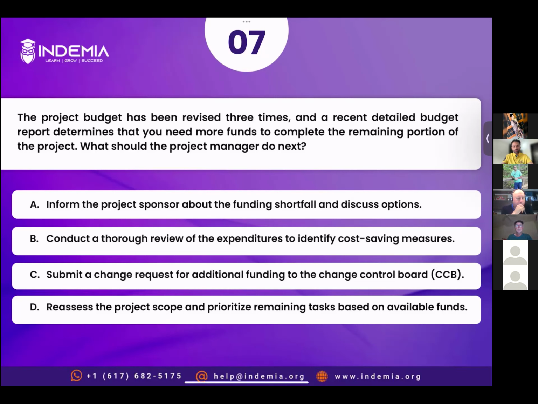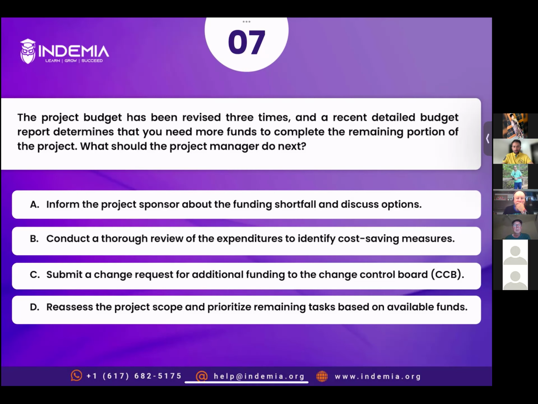So the first thing that you need to do is evaluate those different options, right? Option A says inform the project sponsor about the funding shortfall and discuss options, like what are the available options, and then pick the one which is approved by the sponsor or the most relevant in the situation. Because of that, the correct answer is option A. Option B, conduct a thorough review of the expenditure to identify cost-saving measures. There is no point in doing that because the report already says you need more funds to complete the remaining portion. So there is no point in focusing on cost saving. And second, it's one strategy only.